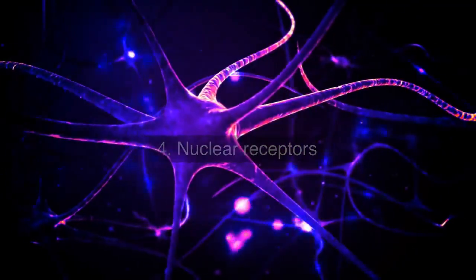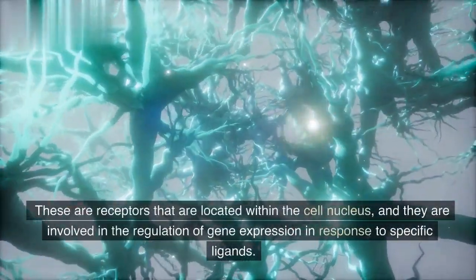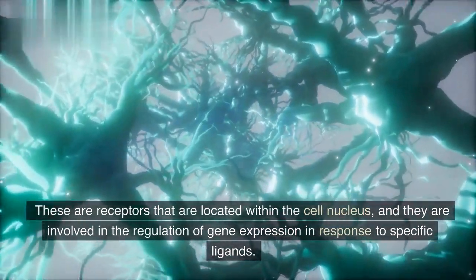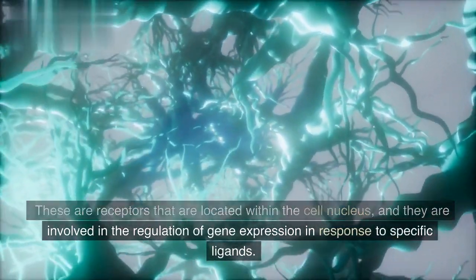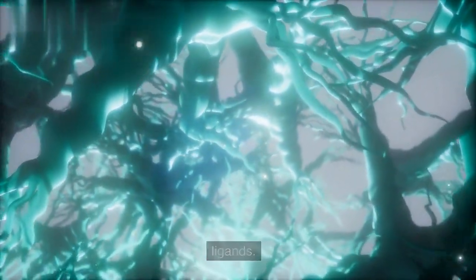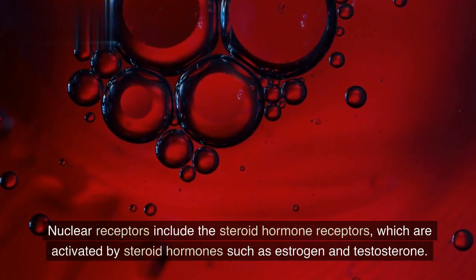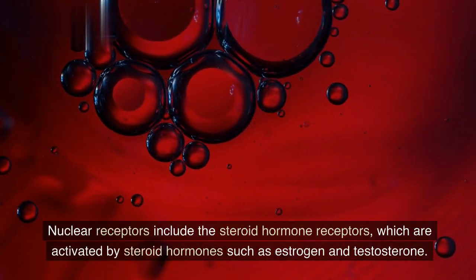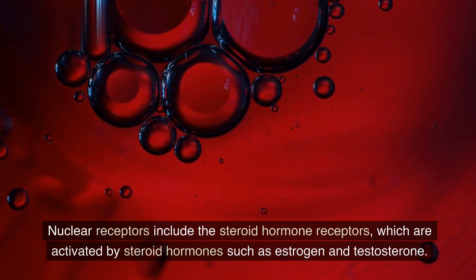4. Nuclear receptors. These are receptors that are located within the cell nucleus, and they are involved in the regulation of gene expression in response to specific ligands. Nuclear receptors include the steroid hormone receptors, which are activated by steroid hormones such as estrogen and testosterone.